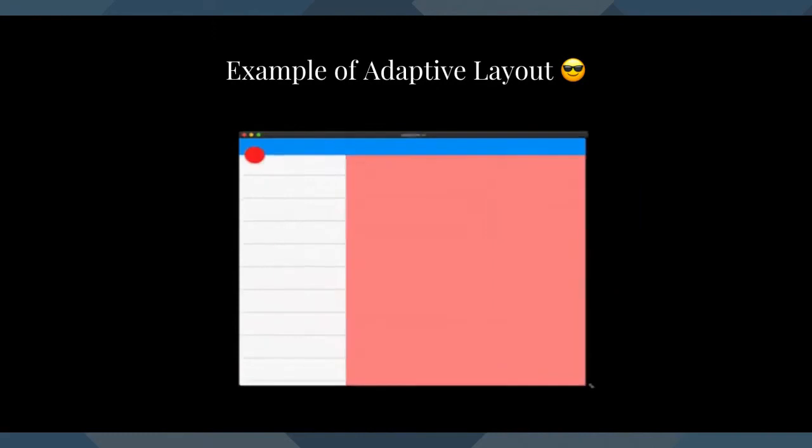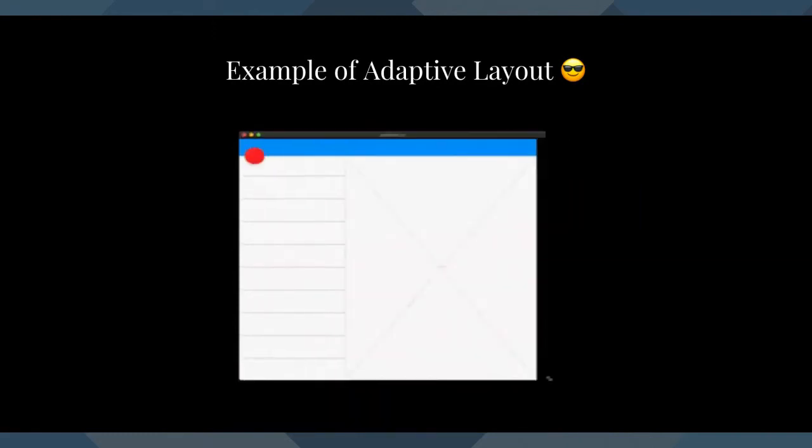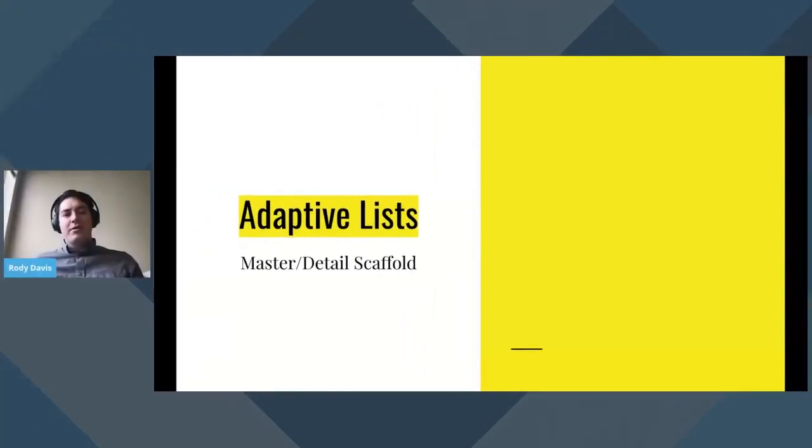But how do we build this? Because right here, we're only using one list view and only one detail screen. So how do we make it work on both? This is where I'm coming up with adaptive lists. And if you're coming from iOS, this should sound pretty familiar, because this is what the master detail scaffold is all about.